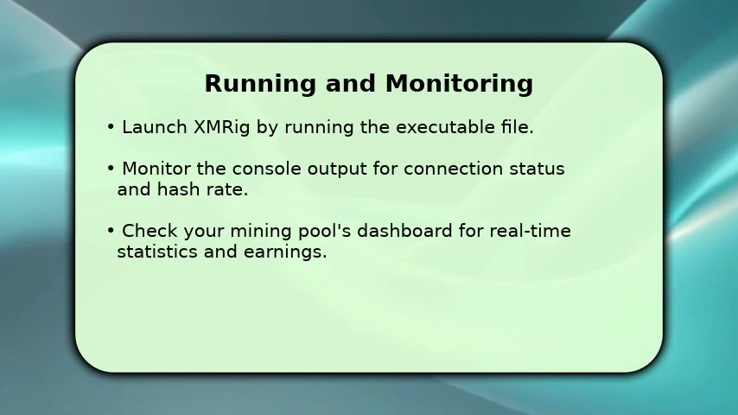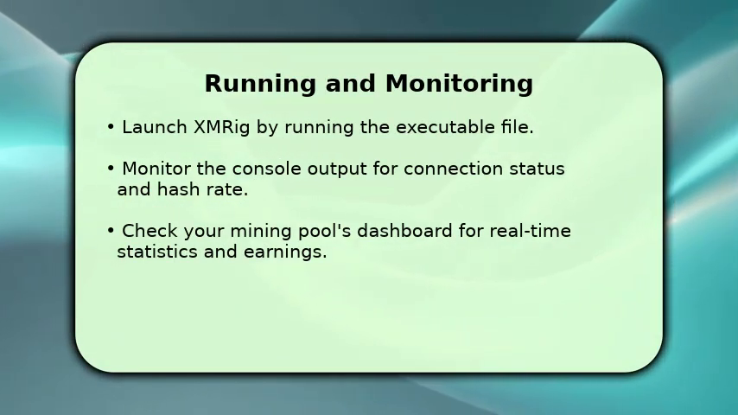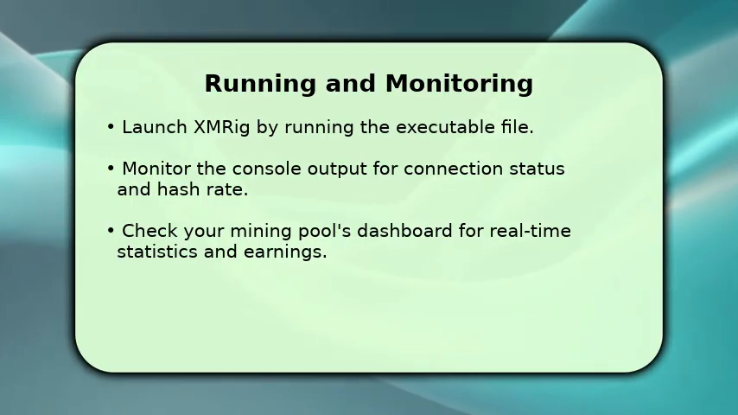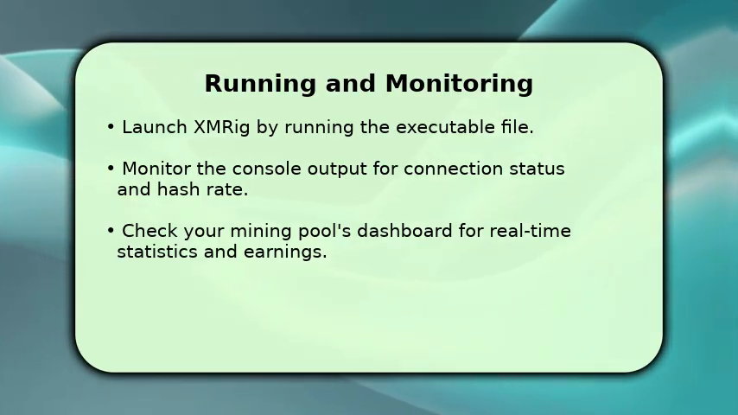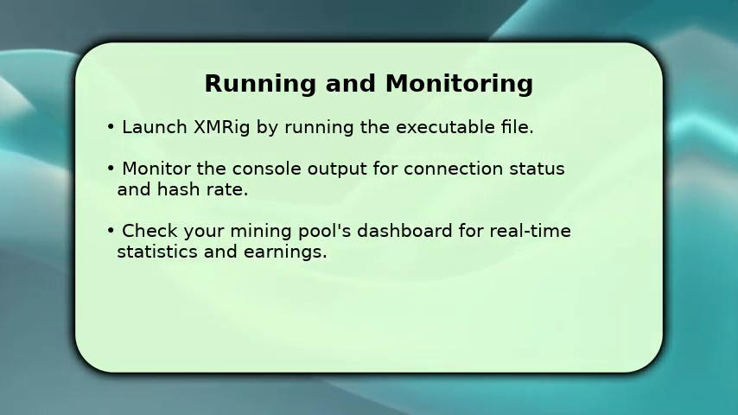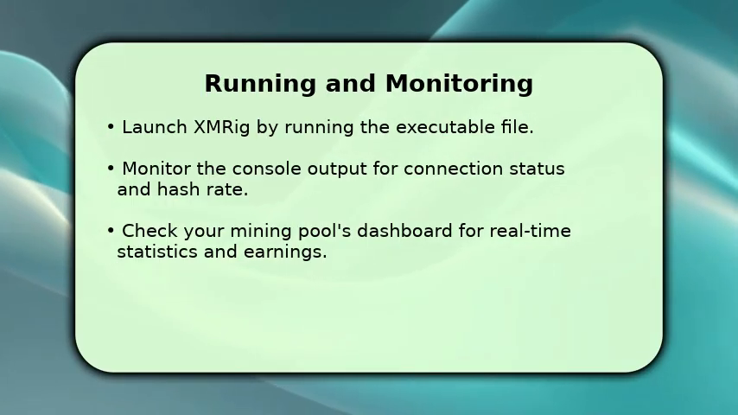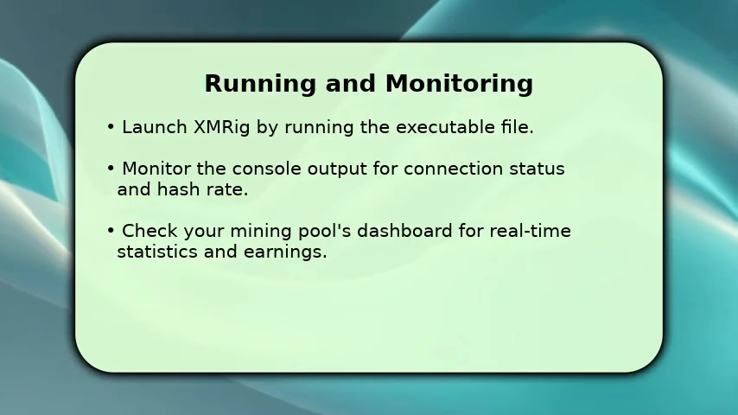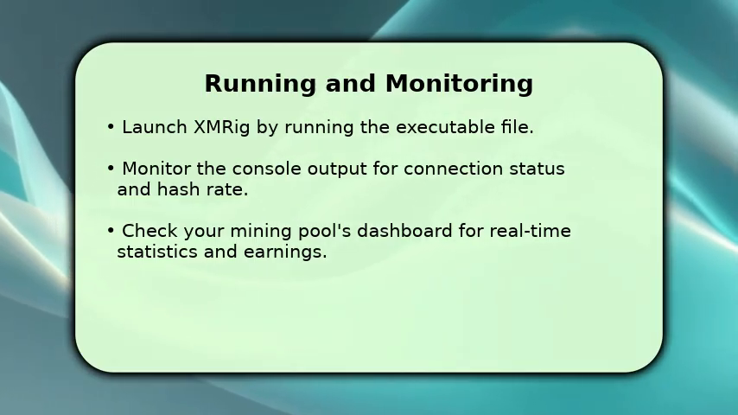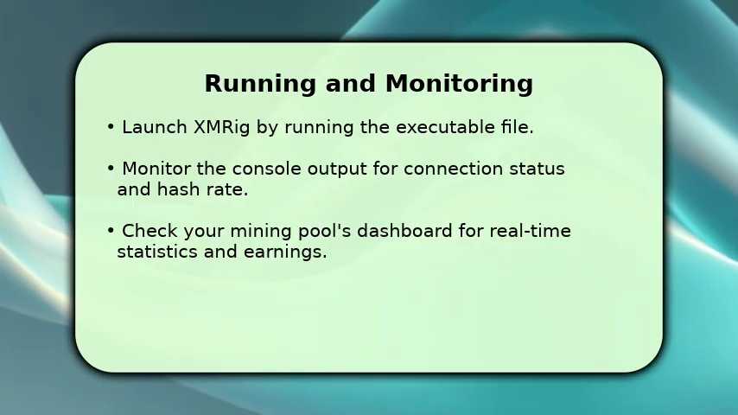With your configuration complete, it's time to launch Xmrig. Simply double-click the executable file you extracted earlier. A console window will appear, displaying important information like your connection status to the mining pool and your current hash rate. Keep an eye on this output to ensure everything is running smoothly.